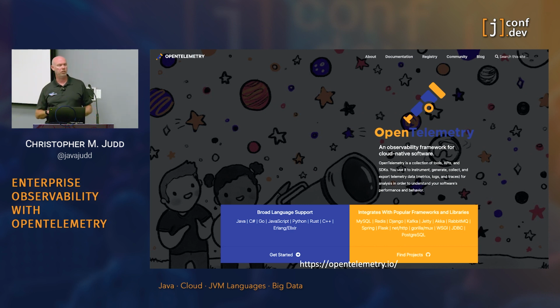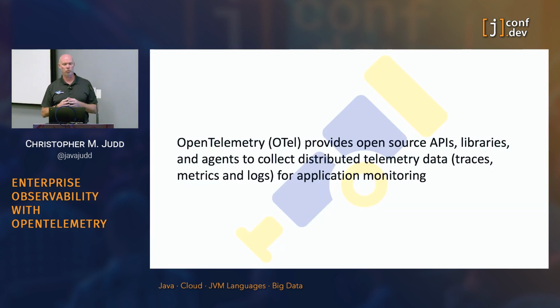OpenTelemetry is a 100% free open source solution that is provided by the Cloud Native Computing Foundation. What it really is, is a combination of APIs, libraries, and agents that can be used to collect the telemetry data, specifically for metrics, logging, and distributed tracing. And it's going to collect those for us. It is not going to provide any type of user interface to us, and we'll see what we can use as we go along here.